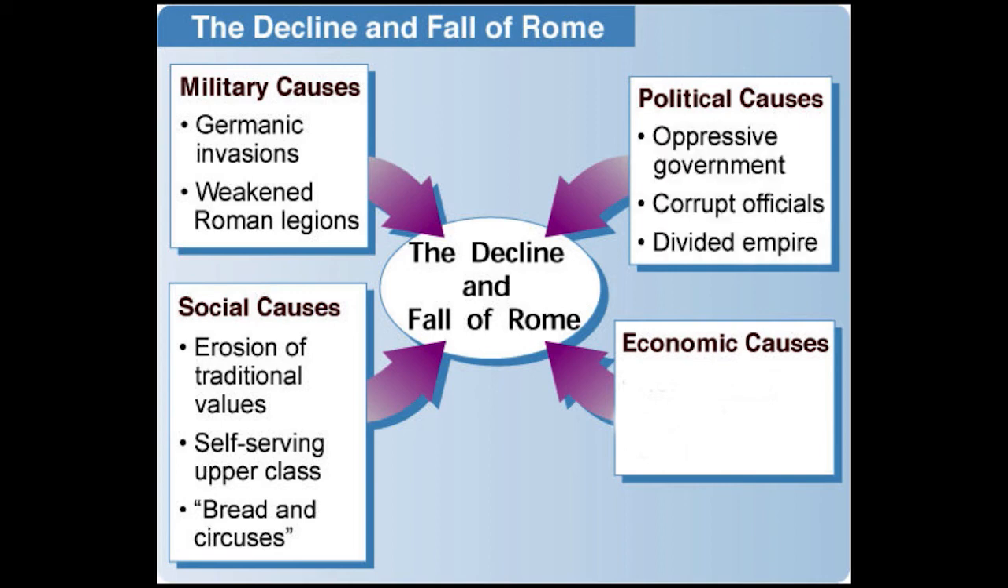Politically, the government became very oppressive of the people. There were corrupt officials. The empire was divided now into 2 parts. They had 2 emperors, one in the east and one in the west. And so, therefore, it was hard to coordinate and control these large areas of land. And economically, heavy taxes were a burden. A lot of people moved out of Rome in order to find economic opportunity elsewhere.